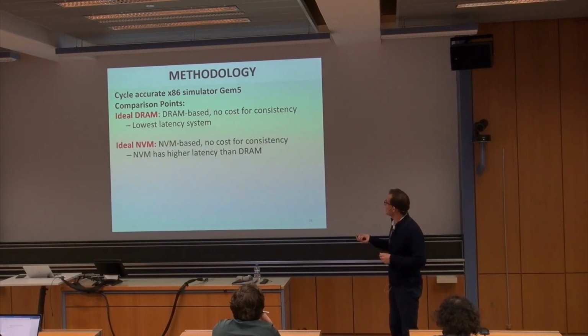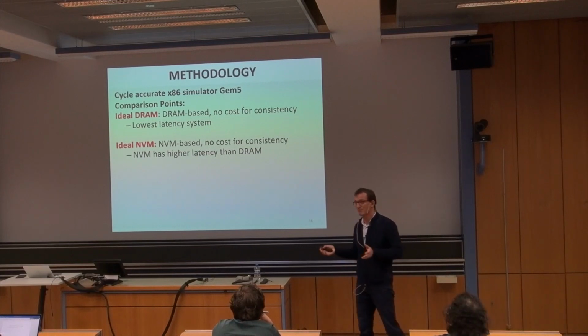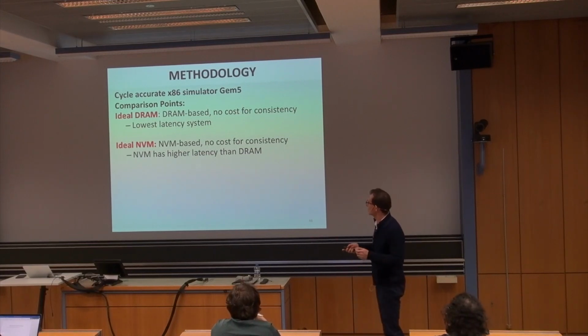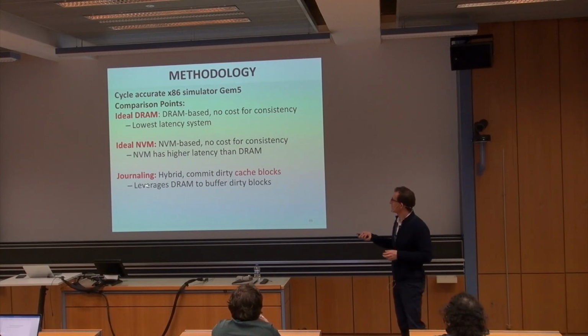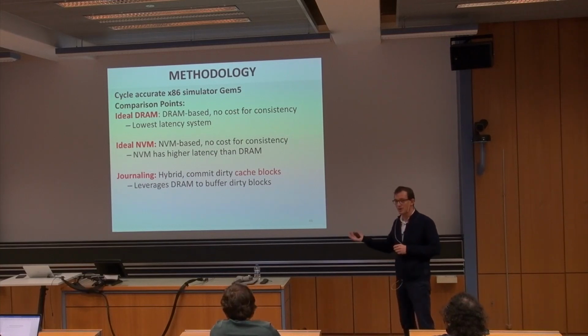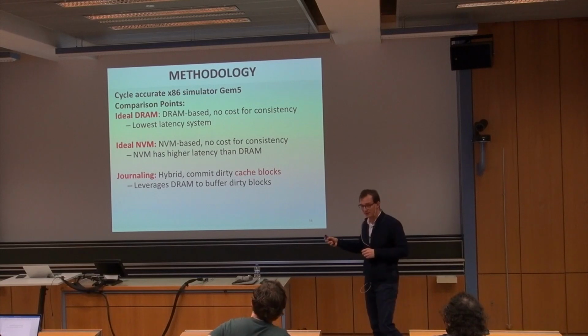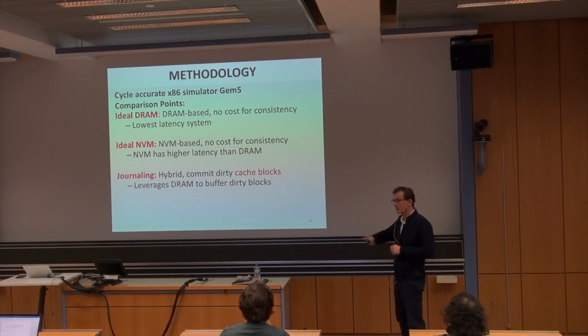And we had an ideal NVM based system. Again, it has no cost for consistency, but NVM has higher latency than DRAM, similar to what we assumed for PCM, for example. And there are other systems, a journaling based system, for example. It's kind of a hybrid. It commits dirty cache blocks, and it leverages DRAM to buffer these dirty blocks. So here you actually need to modify the software. The software does journaling itself to ensure that it can recover to a consistent state.